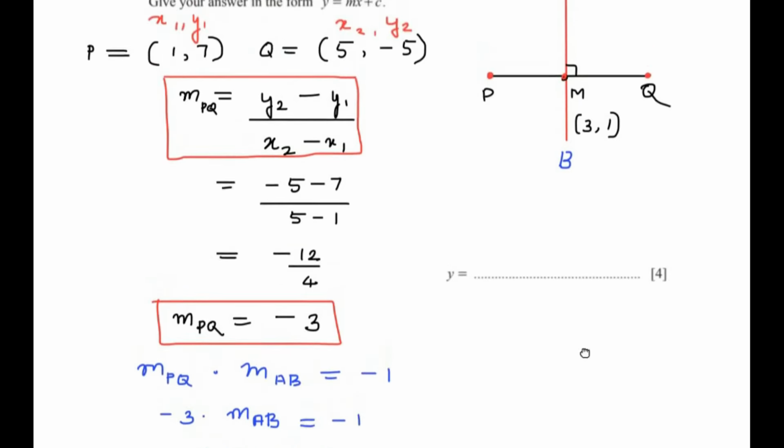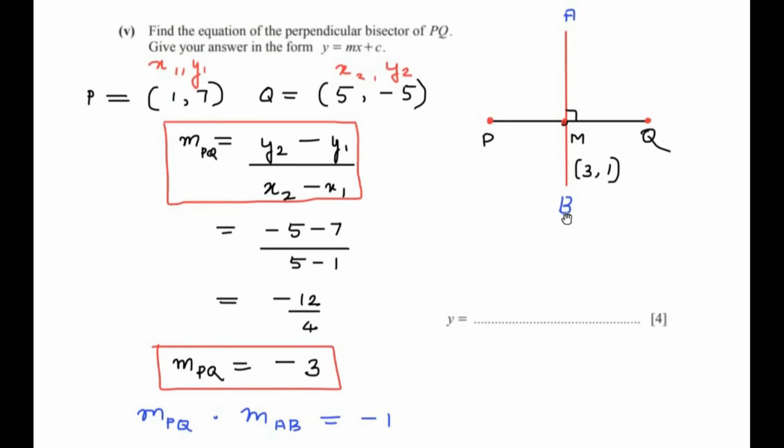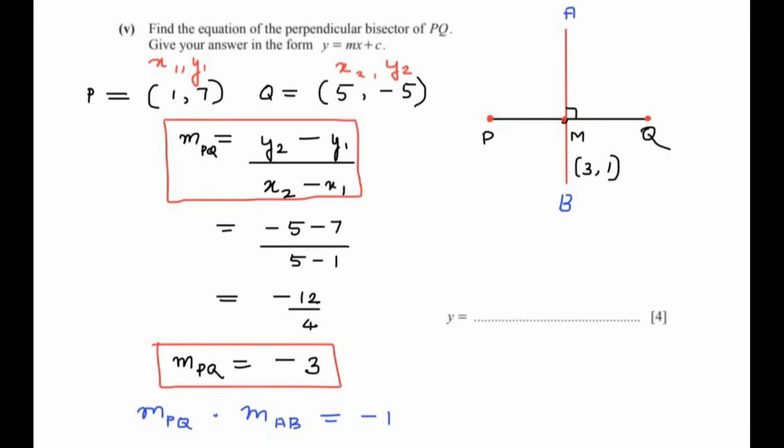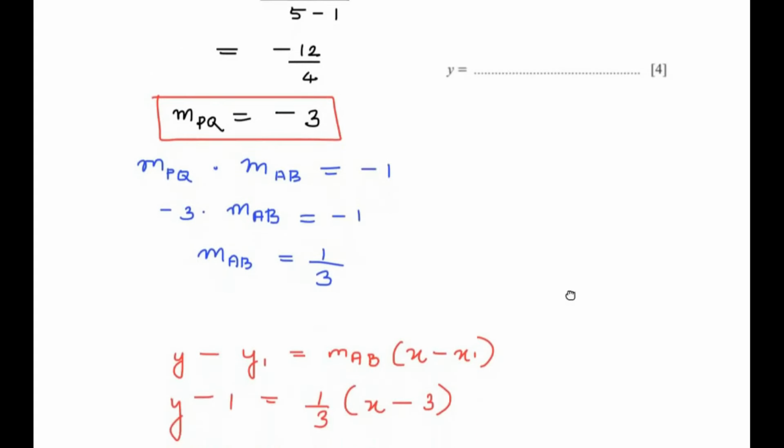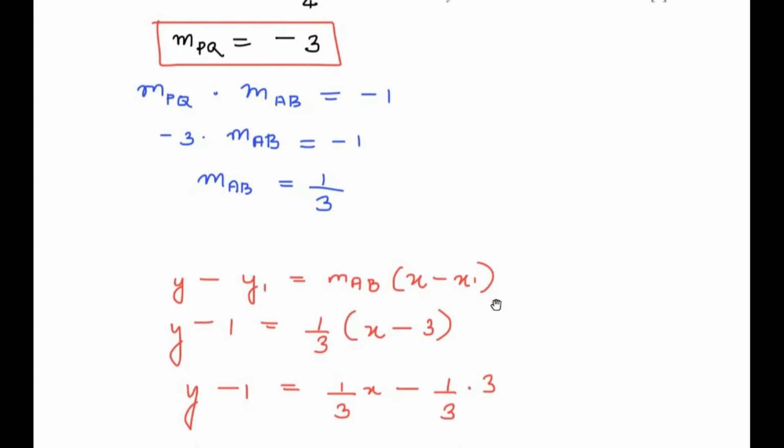Now once we have got the value of the slope of line AB, it becomes easy for us to find the equation of the line in the form y equal to mx plus c. Keep in mind the value of the midpoint M, that is (3, 1), because the line AB is passing through this point. So the formula we are going to make use of here is y minus y1 is equal to m_AB times (x minus x1).